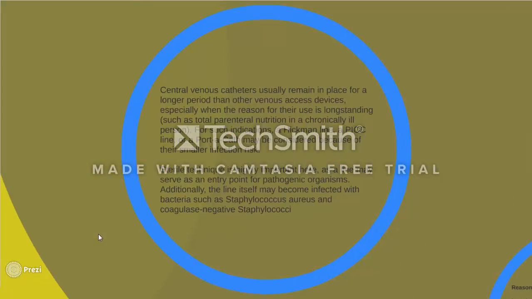Central venous catheters usually remain in place for a longer period than other venous access devices, especially when the reason for their use is long-standing. For such indication, a Hickman line, a PICC line, or a port-a-cath may be considered because of their smaller infection risk. A sterile technique is highly important here, as a line may serve as an entry point for pathogenic organisms. Additionally, the line itself may become infected with bacteria such as Staphylococcus aureus and coagulase-negative Staphylococcus.